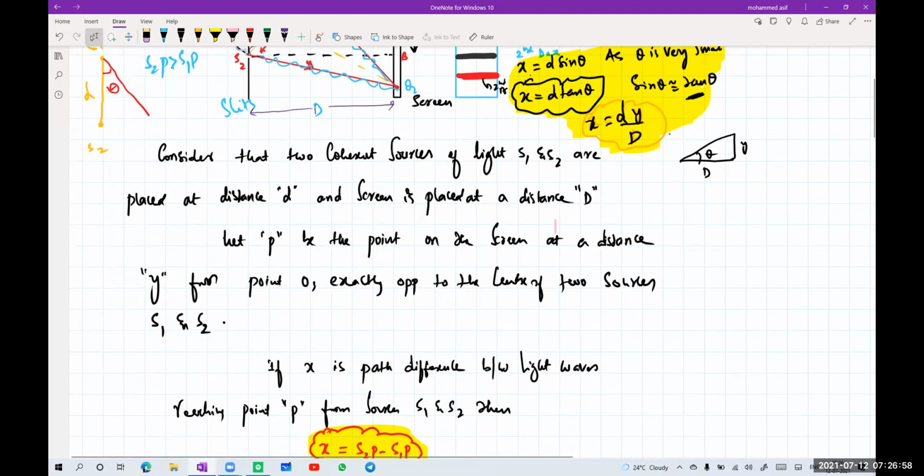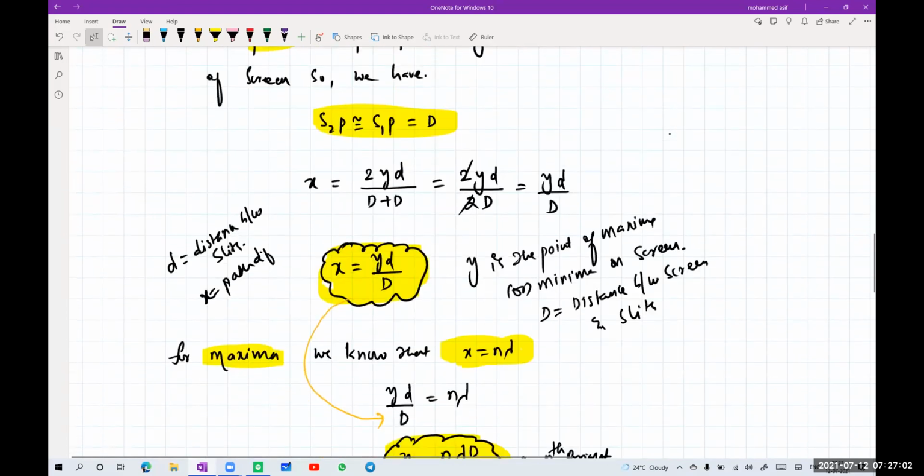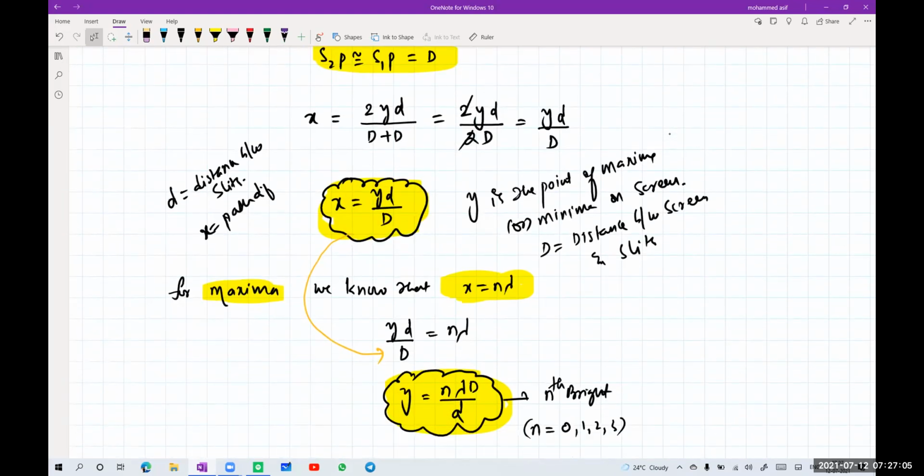Now we are doing this experiment considering theta to be very, very small. So that is the reason I got the path difference here. How much is it? x is equal to y into small d by capital D. What is small d? Small d is the distance between the slits, x is nothing but the path difference, and capital D is nothing but the distance between the screen and the slits.